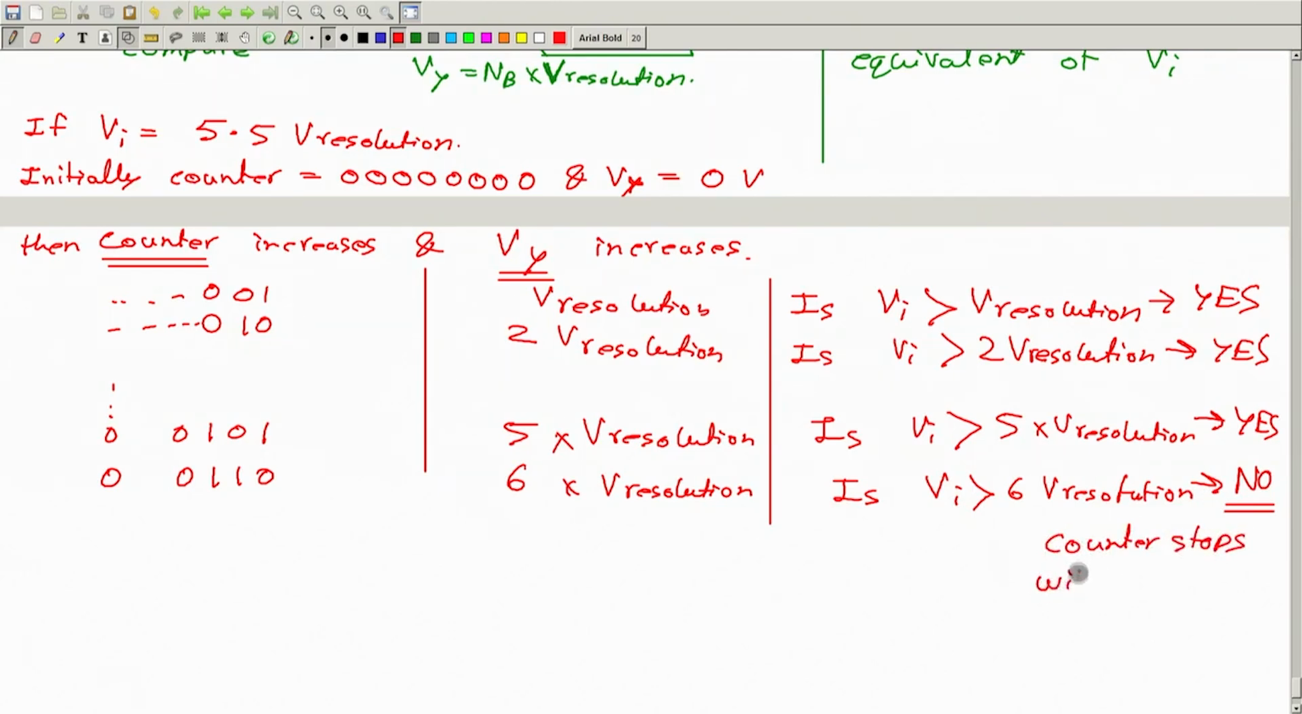with a value zero, so many zeros, and then 1, 1, 0, which is same as 6. Okay. So, the counter stops with a value of 6. So, this implies that Vi is approximately equal to 6 V resolution.